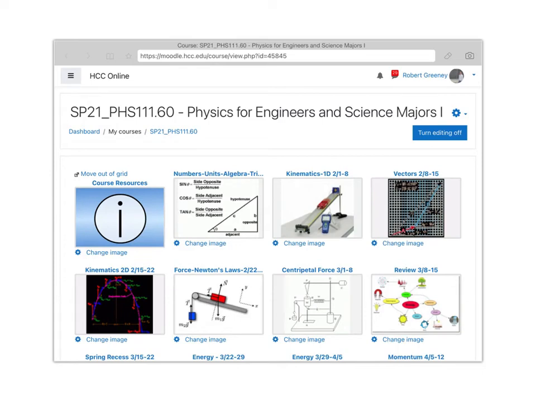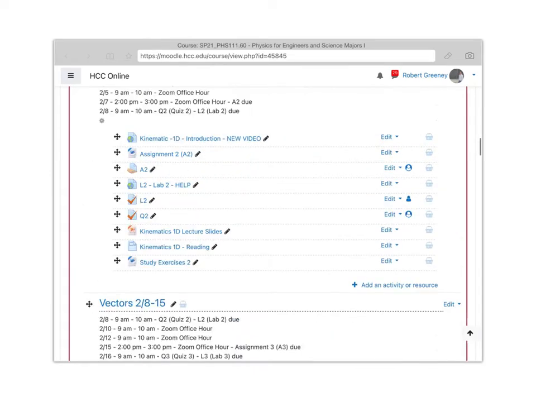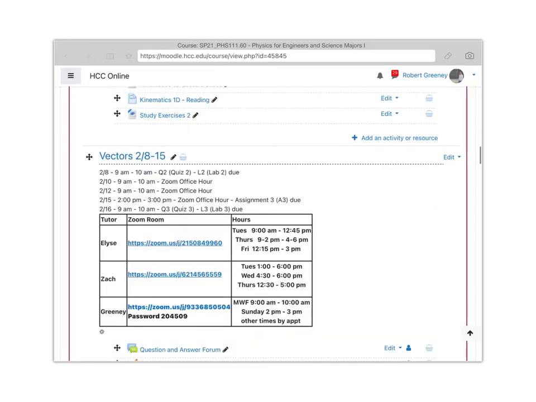Okay, Physics 1, let's go to Assignment 3, Vector section. Assignment 3.